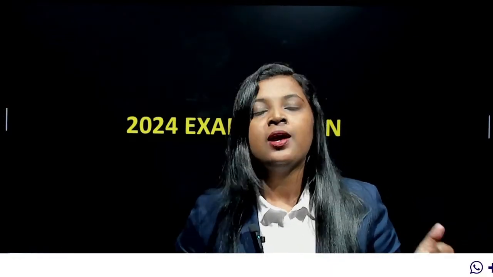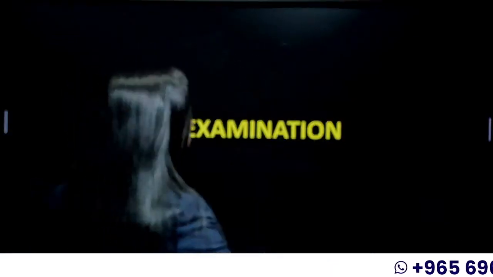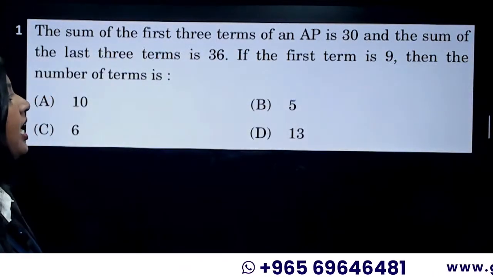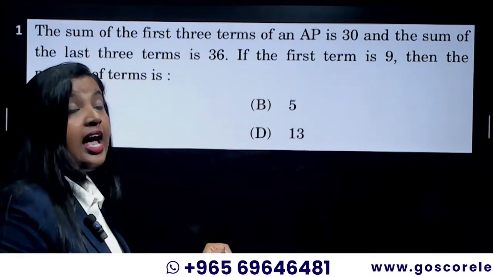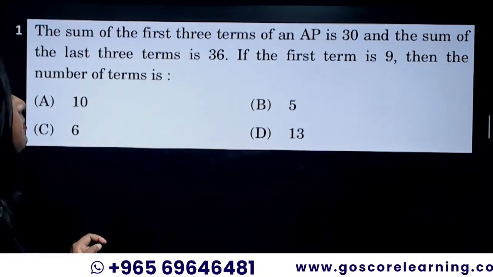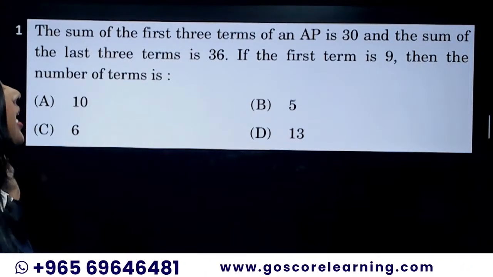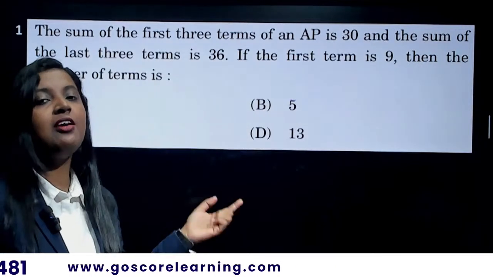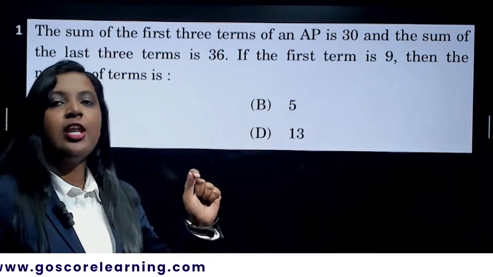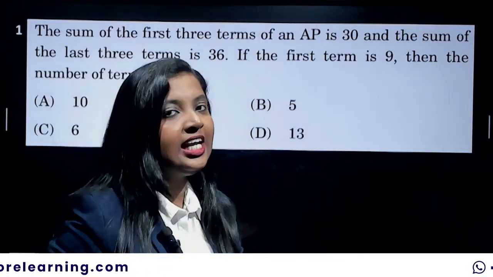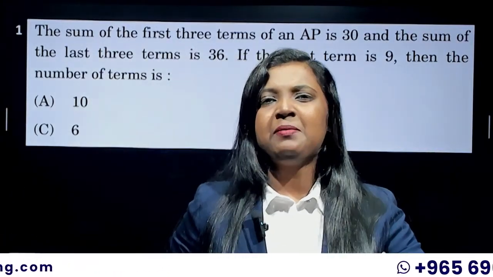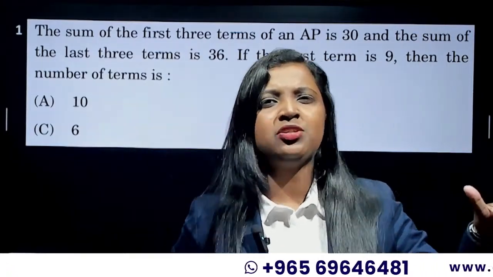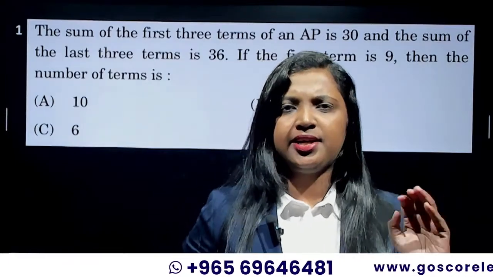Are you guys ready? So without wasting time, moving to the first question: the sum of the first 3 terms of an AP is given as 30 and the sum of the last 3 terms is given as 36. If the first term is 9, then find the number of terms. Even though it looks simple, when you start to write the equations, it may seem difficult, but don't worry. Even though this is an MCQ question, we have something to do here. I'm not telling you this is a direct question.